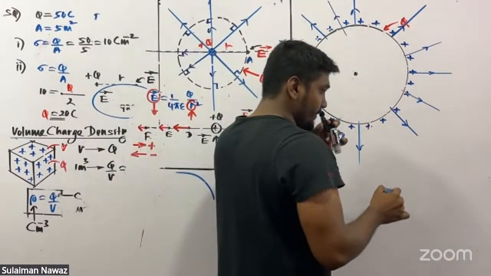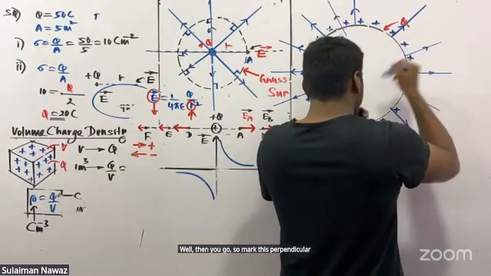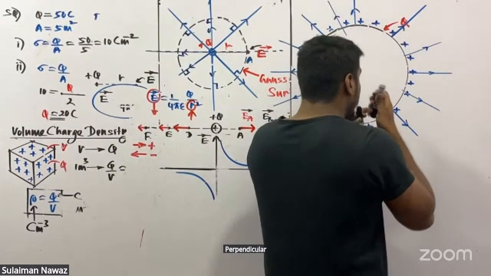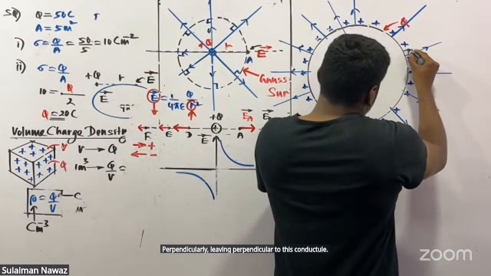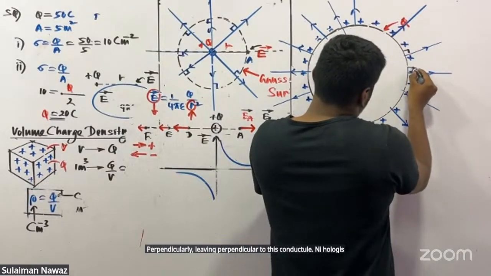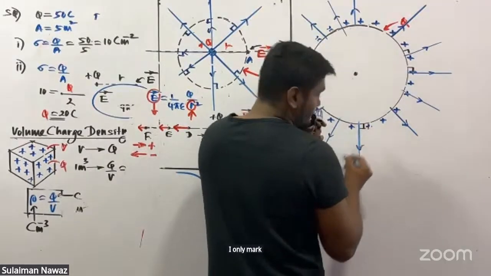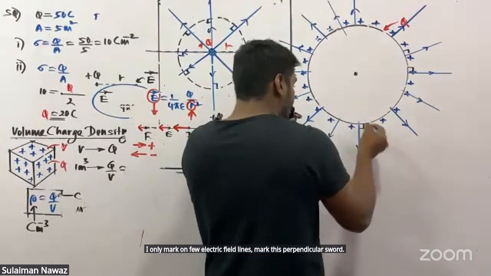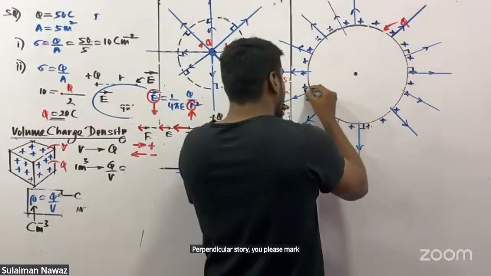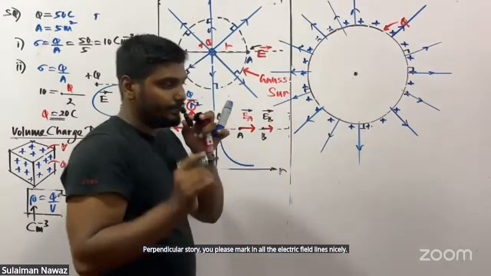Also mark perpendicular, leaving perpendicular to this hollow conductive sphere. I only mark a few electric field lines; you please mark in all the electric field lines nicely. Draw a large diagram.